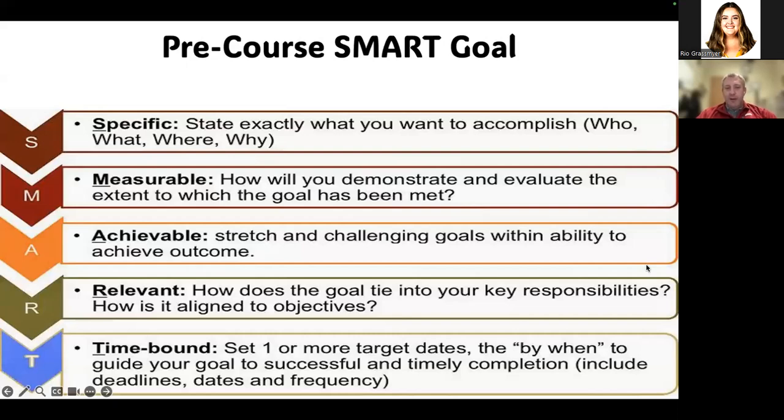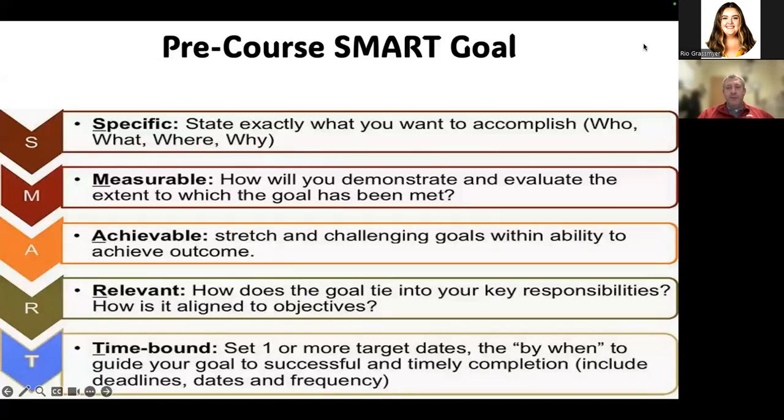Keep close, but specific. State exactly what you want to accomplish. The who, what, when, where, and why. This is already done and usually done within your syllabi and within your class goals here. Make them measurable, though. How will you demonstrate and evaluate the extent to which goals have been met?